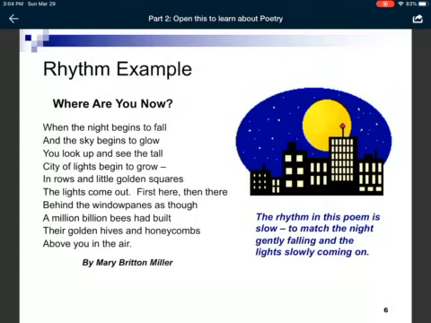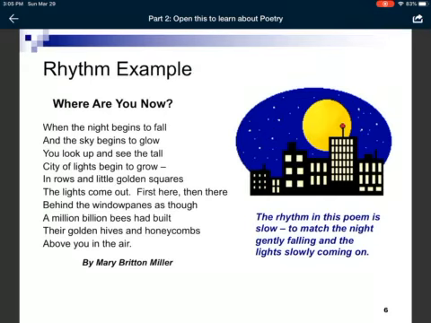When the night begins to fall and the sky begins to glow, you look up and see the tall city of lights begin to grow. In rows and little golden squares, the lights come out, first here, then there, behind the window panes, as though a million billion bees have built their golden hives and honeycombs above you in the air.